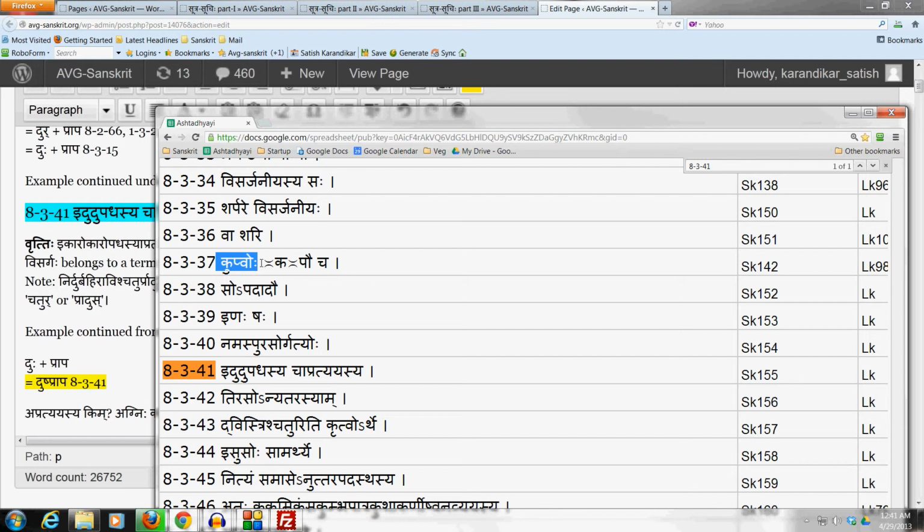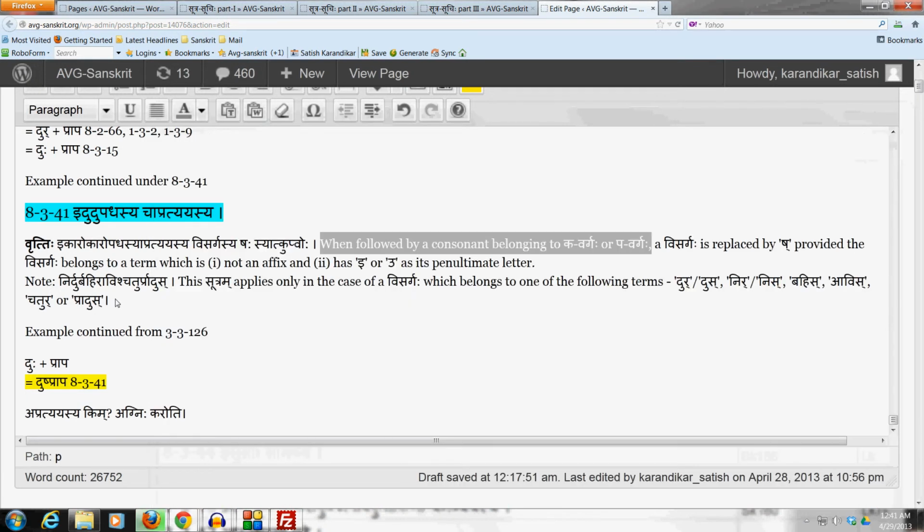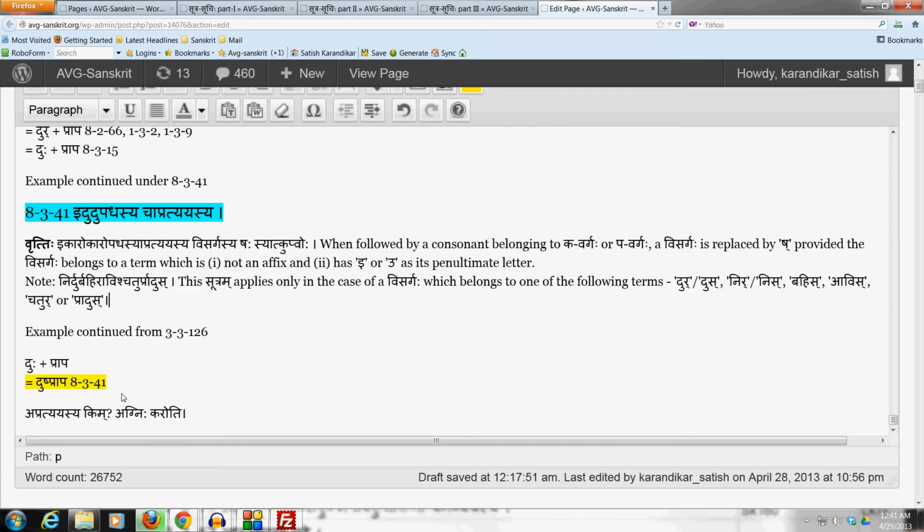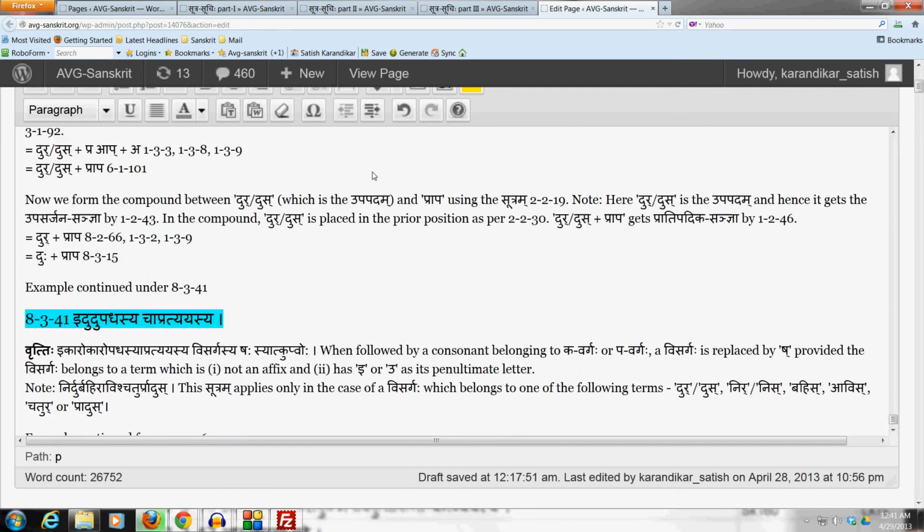In this example here we have visarga followed by the letter pa, which of course belongs to the pa vargaha. So therefore we replace the visargaha by murdhanya shakaraha and get the pratipadikam dushprapa, which as we already mentioned gets the pratipadika sanya by krit tadita samasascha 1.2.46.